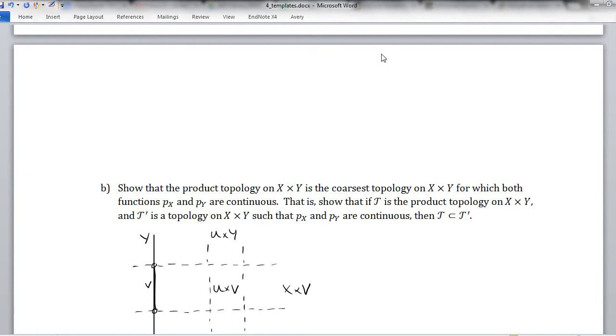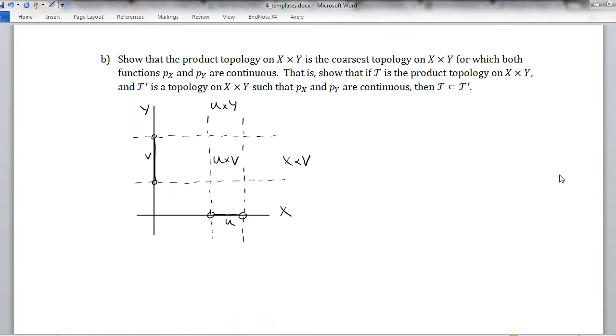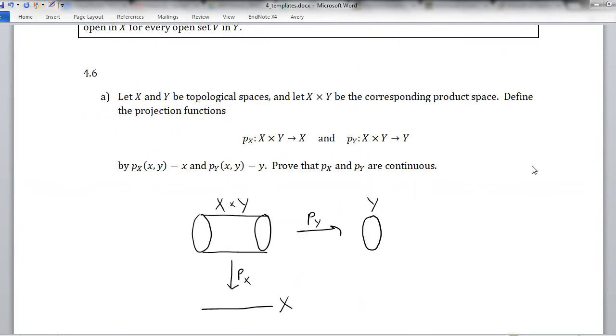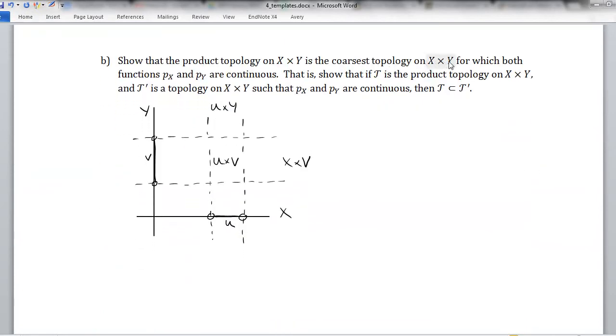All right, part B. So the theme of this exercise is that the product topology is special, right? Not only does X times Y with the product topology have continuous projection functions, but it's actually the coarsest topology on X times Y for which both functions p sub X and p sub Y are continuous. In other words, if T is the product topology on X times Y and T prime is any topology on X times Y such that the two projection functions are continuous, then the product topology is contained in T prime. Okay, it's the smallest possible topology for which both these functions are continuous.